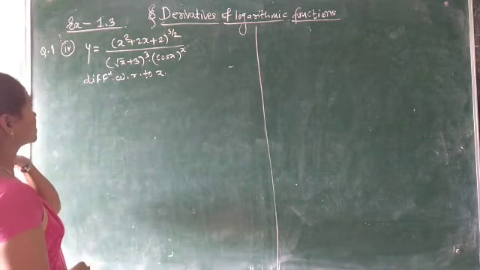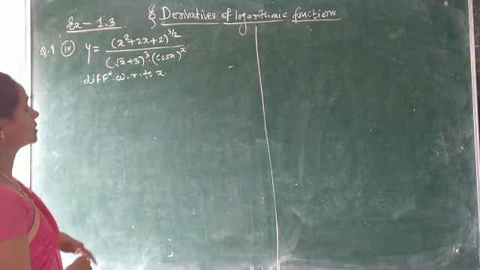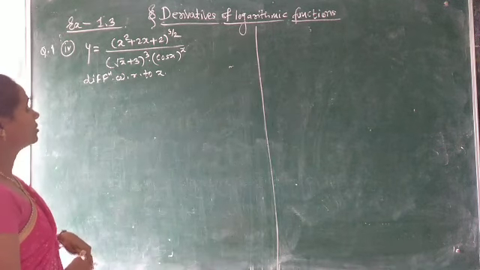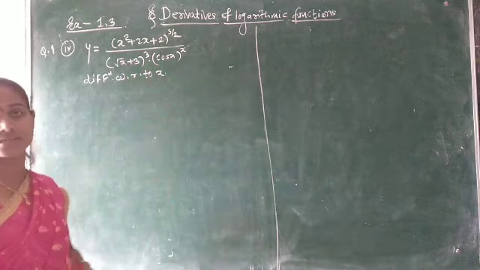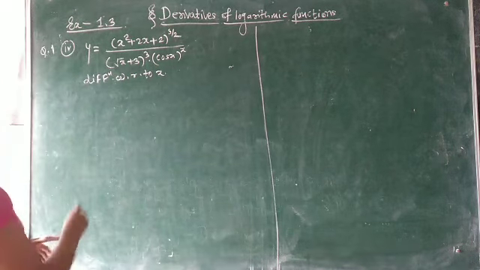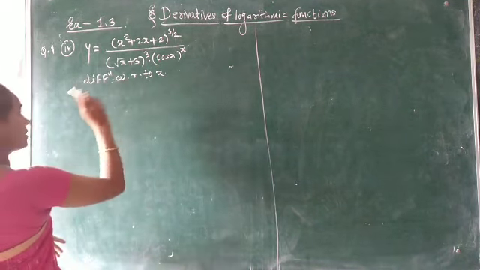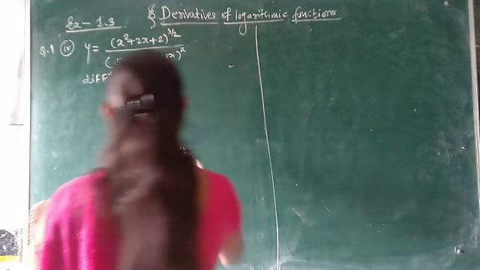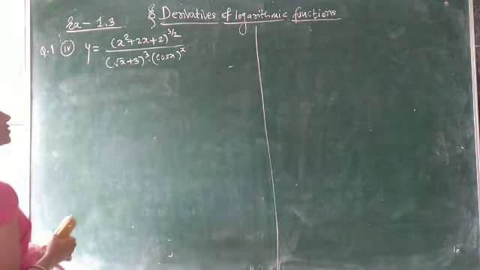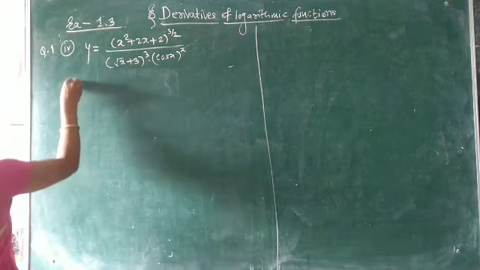y is equal to (x square plus 2x plus 2) raised to 3 by 2, divided by ((root x plus 3) whole cube into (cos x) raised to x). Differentiate with respect to x. First we don't find the derivative of this function directly. Here first we apply logarithm on both sides.